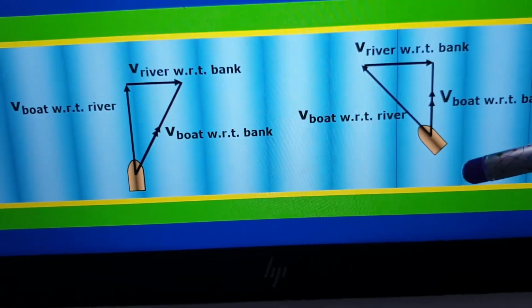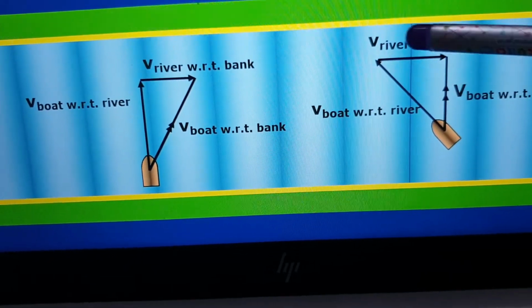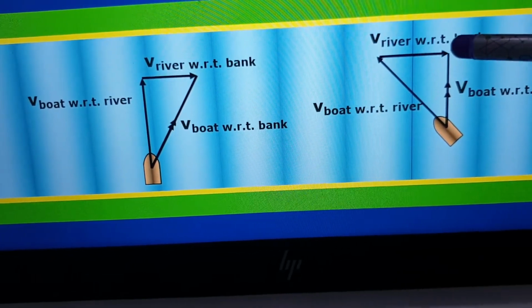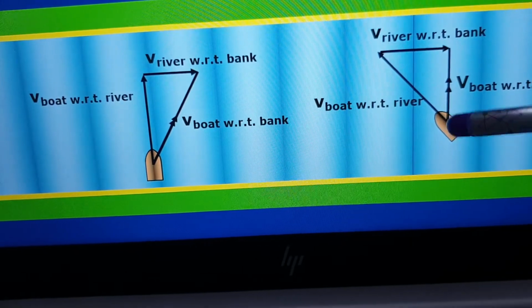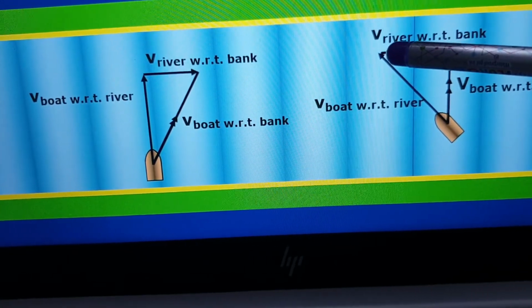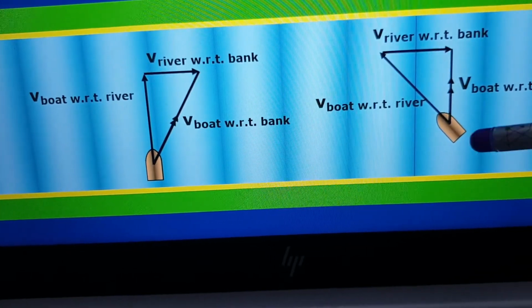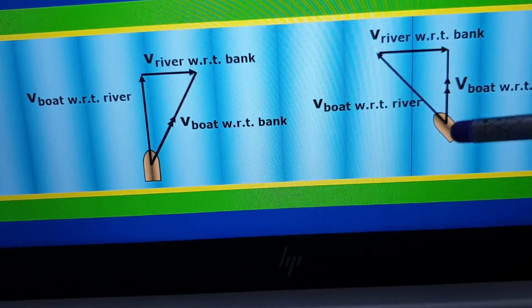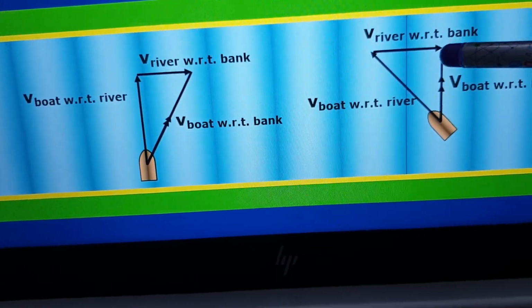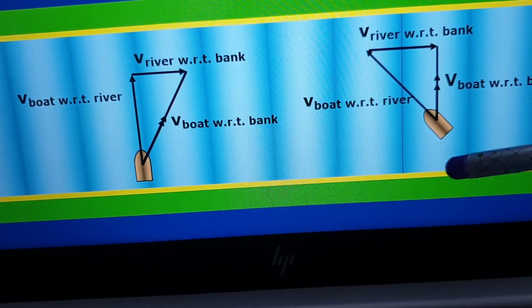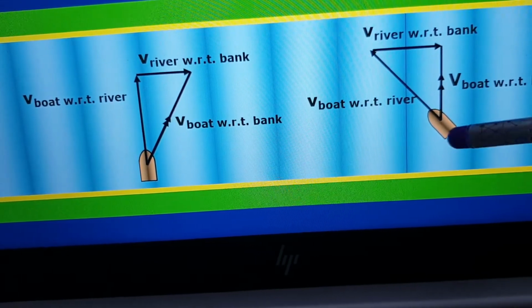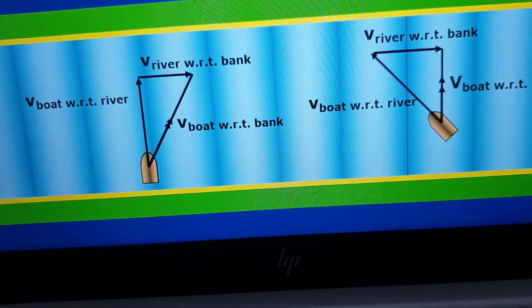Now this is when you point the boat into the current. So here's your velocity of the river with respect to the bank. That's the velocity of the boat with respect to the river. And this is your velocity of the boat with respect to the bank. We say with respect to the bank because the bank doesn't move. It's only the water and the boat that's moving.